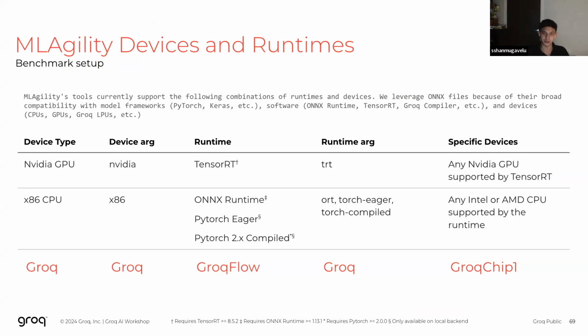We have different runtimes supported. So for the GPU, we use TensorRT, which is NVIDIA's optimized inference runtime. And for the CPU, we have a number of alternatives. We have ONNX runtime, we have vanilla PyTorch eager, and also PyTorch compiled. So you could compare different hardwares against each other, or in the same hardware, you could compare different runtimes. So I could compare ONNX runtime to PyTorch, see how that goes. That's actually an analysis we're doing right now.